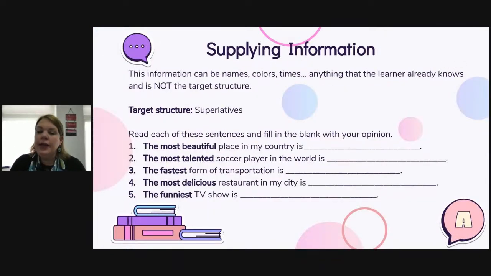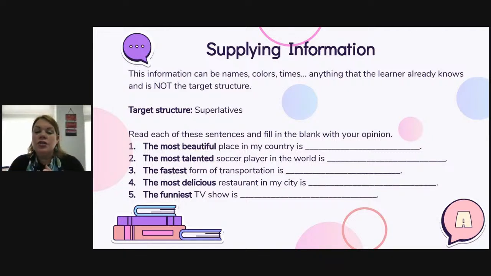So that's an example of binary options. An example of supplying information. This is fill in the blank, but be careful. This does not mean fill in the blank like write the correct form of the verb, that traditional activity that does not work for language acquisition. No. Filling in the blank here means supplying information like names, colors, times, anything that the learner already knows that is not the target structure. Remember, the purpose of input activities is to teach them the target structure. We can't ask them to recognize the target structure or to produce it. No, we give it to them already correctly formed, right?